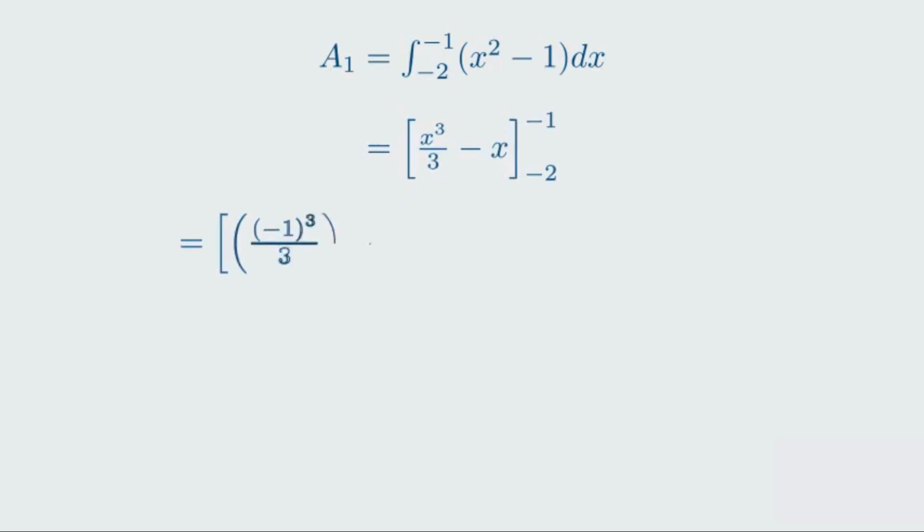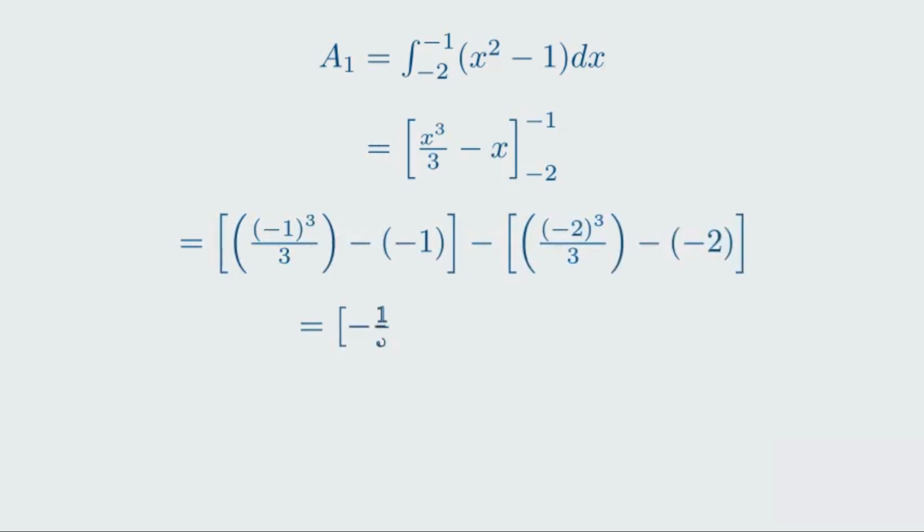We'll start with the first region, A1, which spans from x equals -2 to x equals -1. The area is given by the definite integral of our function from -2 to -1. The antiderivative of x squared minus 1 is 1/3 x cubed minus x. Now we evaluate this antiderivative at the upper and lower bounds and subtract the results. This simplifies to -1/3 plus 1, minus the quantity -8/3 plus 2, which gives us 2/3. So the area of the first region, A1, is 4/3.